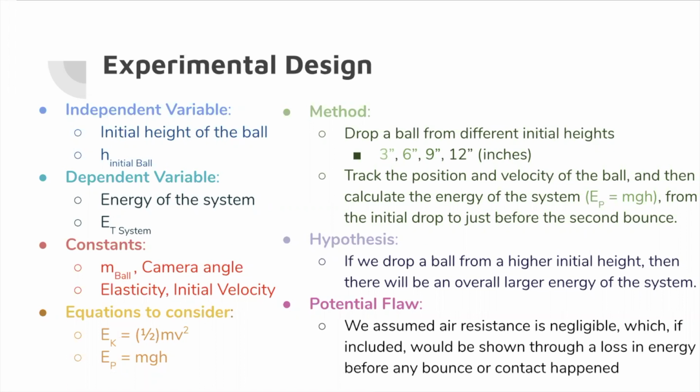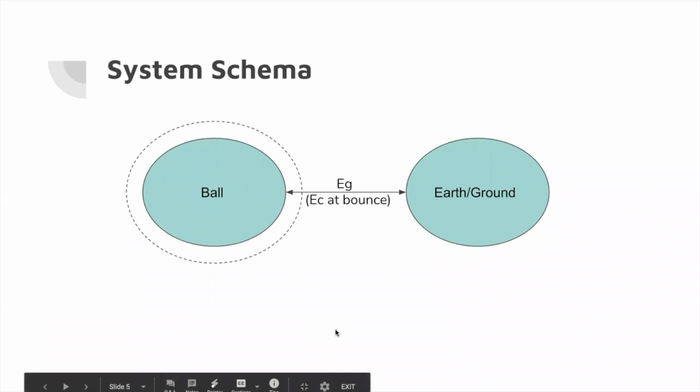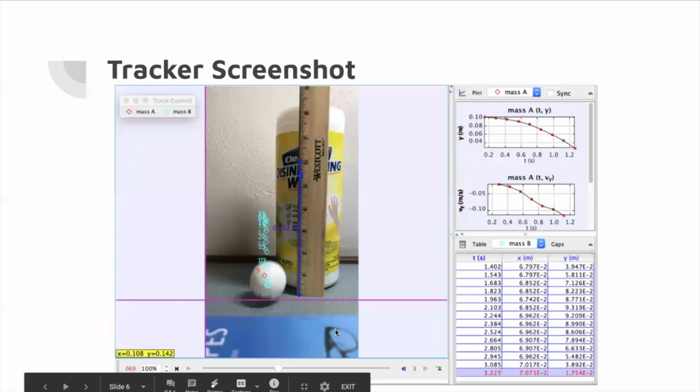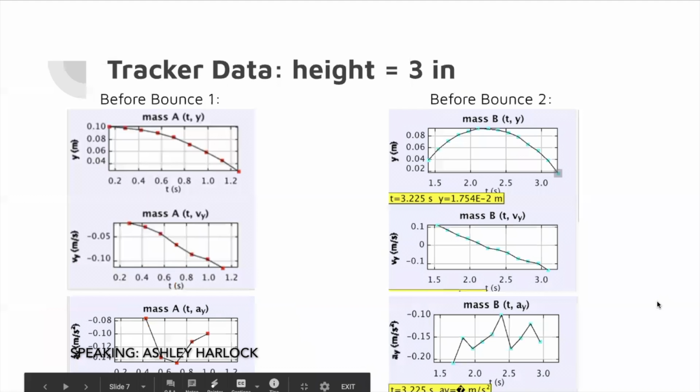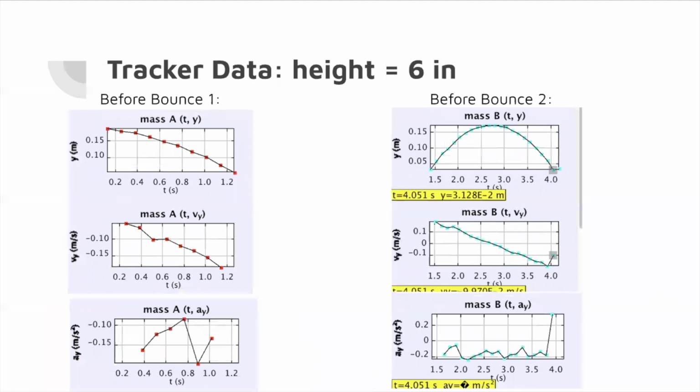We assumed air resistance is negligible, but if it was included, it would be shown through loss of energy before any bounce. This is just our system schema. And here is a screenshot of our tracker window. Then we also included the graphs from our tracker data, one for each of our heights.